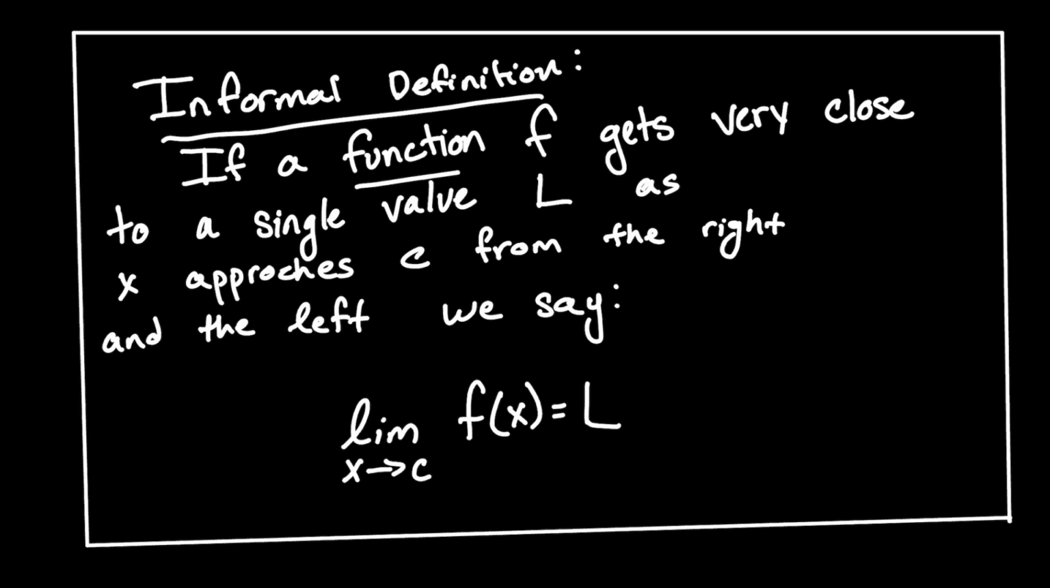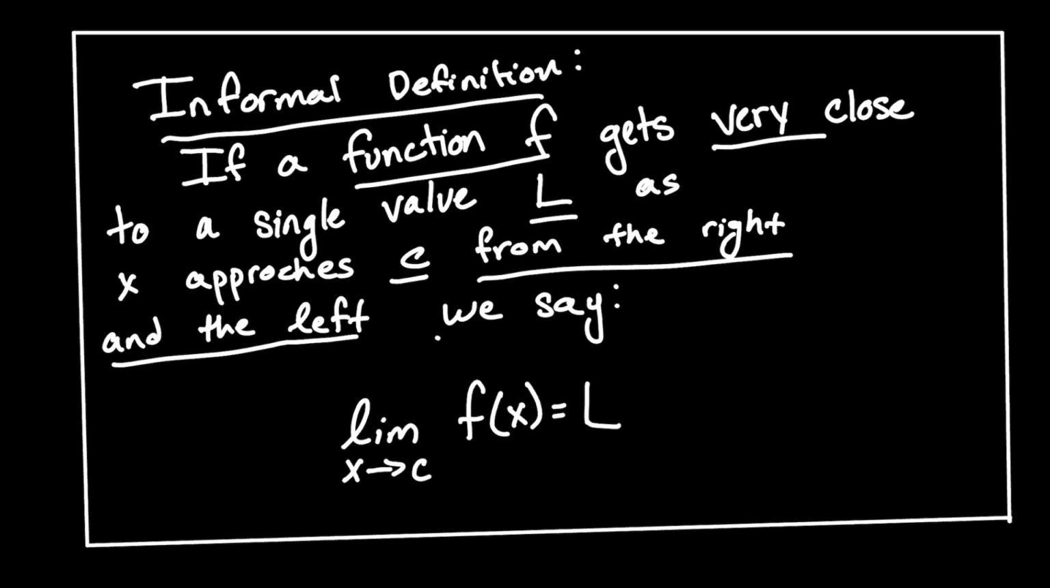Let's say a function f gets very close to a single value L as it approaches a value c on the x-axis from the left and the right. This is how we denote it: the limit as x goes to c of the function f gets really close to L.